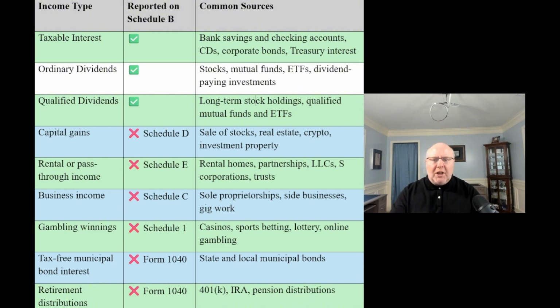Rent or pass-through income. In our previous video, we talked about Schedule E. That's where that one's going to appear. Business income, Schedule C. Gambling winnings, Schedule 1. We did a video on Schedule 1 already. Tax-free municipal bond interest, Form 1040, and our retirement distributions, Form 1040 as well. So those all appear in different areas.